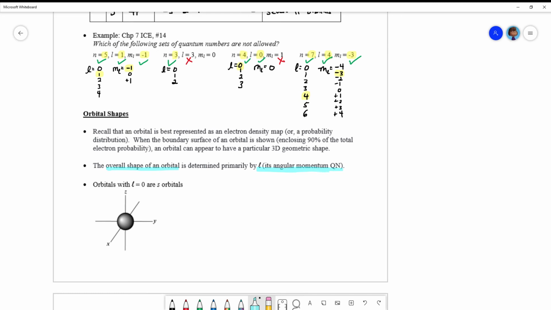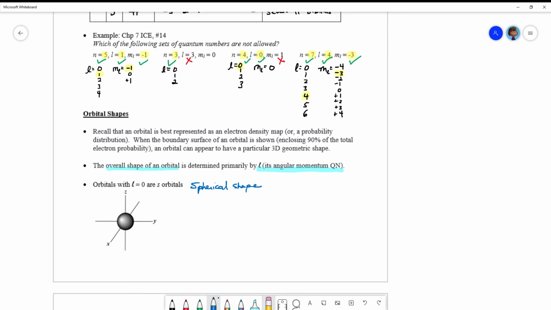Well, the lowest allowed value for L is 0. And so the place we're going to start is orbitals with an L value of 0. When L is equal to 0, these orbitals are known as s orbitals. And what is the shape of an s orbital? Well, their shape is spherical. They have a spherical shape, as we can see in this figure over here.